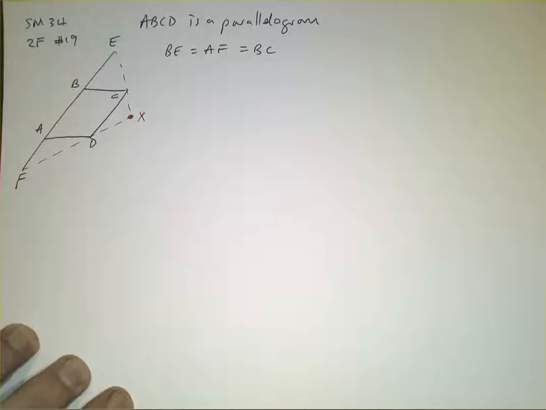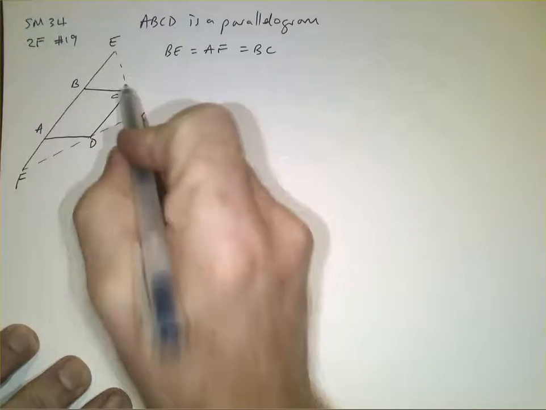This is for Year 12 Specialist Maths. It comes out of 2F, Geometric Proofs of Vectors, and to question number 19. ABCD is a parallelogram. So here I've got my A, B, C and D.